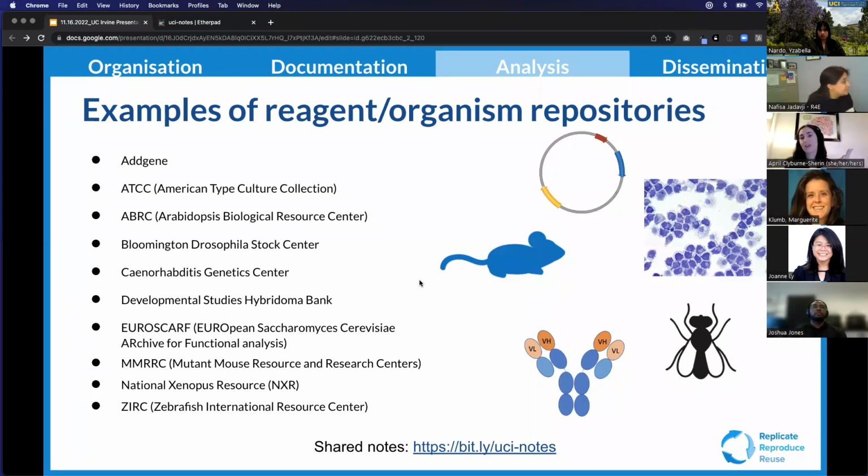Addgene is a nonprofit reagent repository commonly used. It covers a lot of different types of materials. And then depending on what types of organisms or tissues that you are working with, you can see here that there are often specific repositories and biobanks for those specific materials. They have the expertise to ensure that those are being stored and authenticated properly.